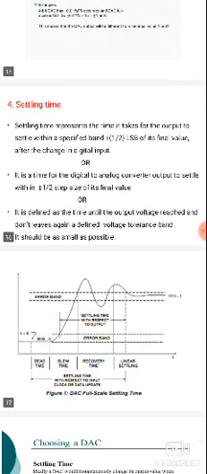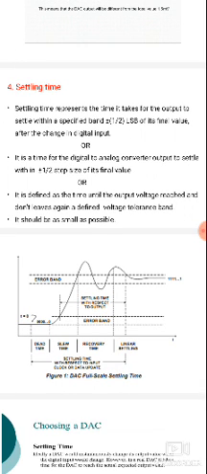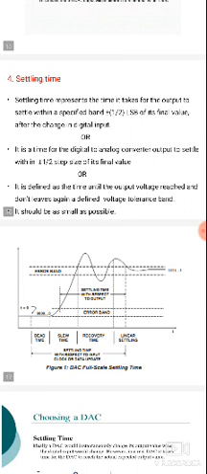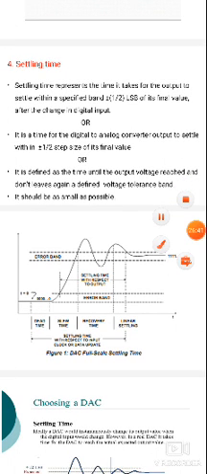Next, settling time. Settling time represents the time taken for the output to settle within a specified band, that is, a specified band of plus or minus 1/2 of LSB of its final value after changing the digital input. So it is the time it takes for the output to settle. What is the output value? For the digital to analog converter, the output value settles within a specified band of plus or minus 1/2 of LSB, where LSB stands for least significant bit, of its final value.